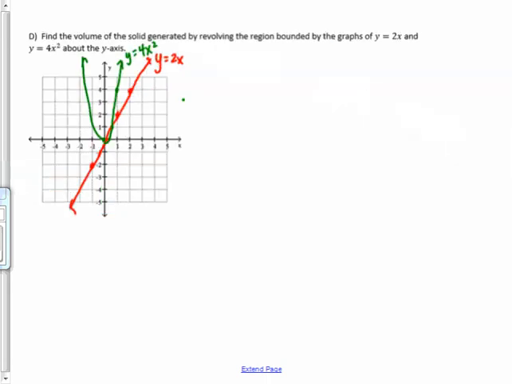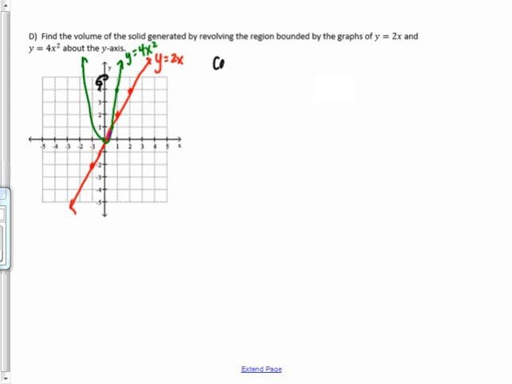All right. Find the volume of the solid generated by revolving the region bounded by the graphs of y equals 2x and y equals 4x squared about the y-axis. So I'm rotating this about the y-axis. And you can kind of see it's a really small area, but I'm just in here, that little purple in there. I had a hard time figuring out where they intersect.